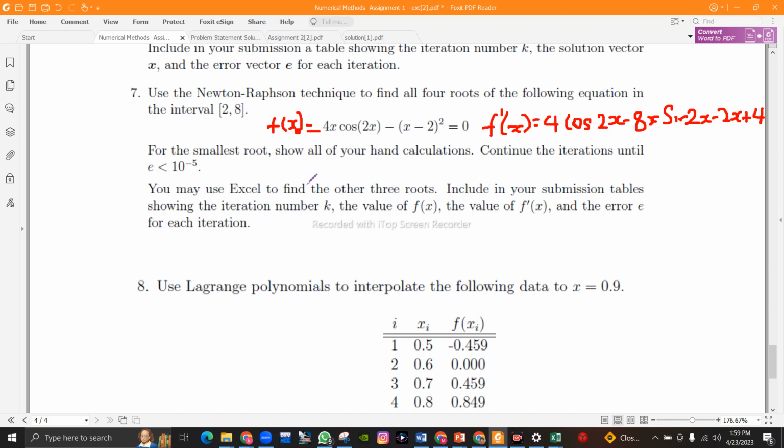And note, they said for the smallest root, show all your hand calculation. Continue the iteration until e is less than 10 to the minus 5. So we are asked to do this for the smallest root. Then I made a mistake taking the initial guess to be 7. Because if you are saying for the smallest root and the answer is between this and this, I should have taken 2 or 3, a number that is close to this small interval. But I picked 7. I did not see this condition here. So for the smallest root, I'm supposed to take a number close to 2 to do our iteration.